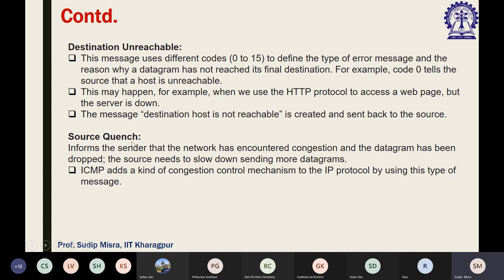Then source quenching: through this, you inform the sender that the network has encountered congestion, and the source needs to slow down the sending of datagrams. To slow the source down, this source quench message has to be sent by ICMP to the original source, which is sending the packets continuously.